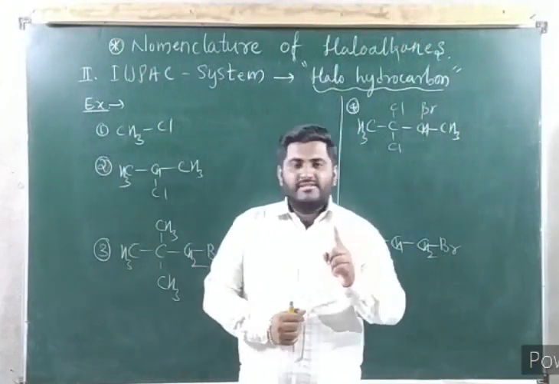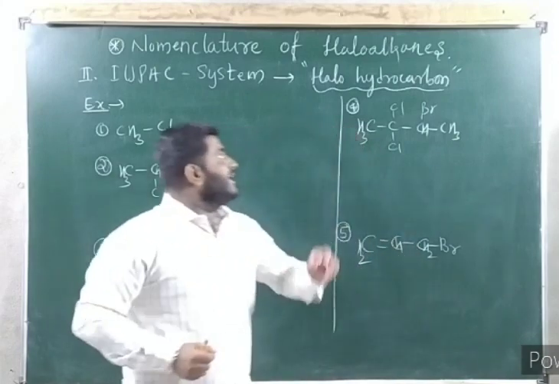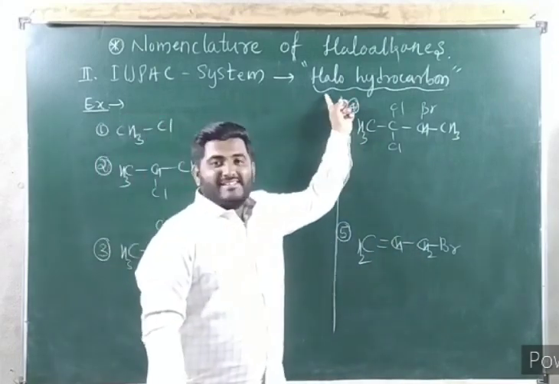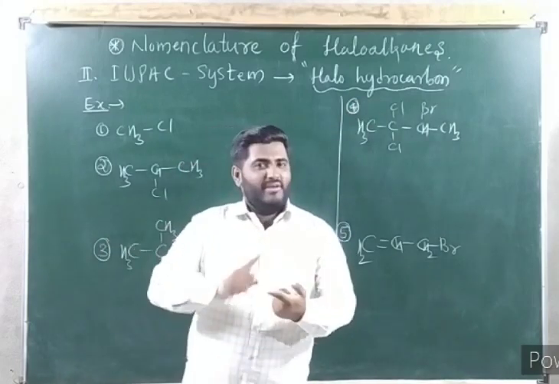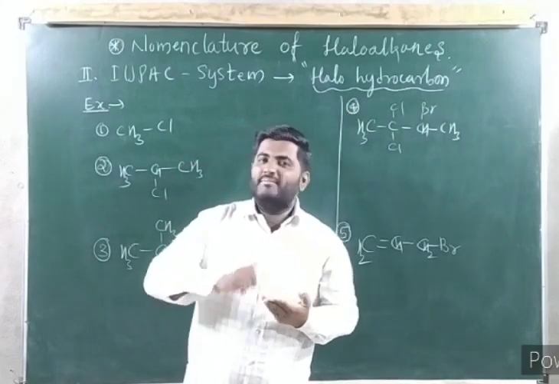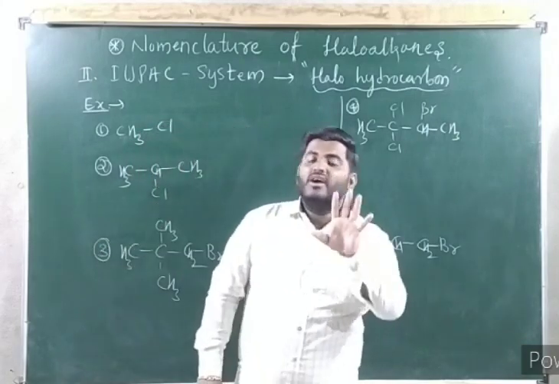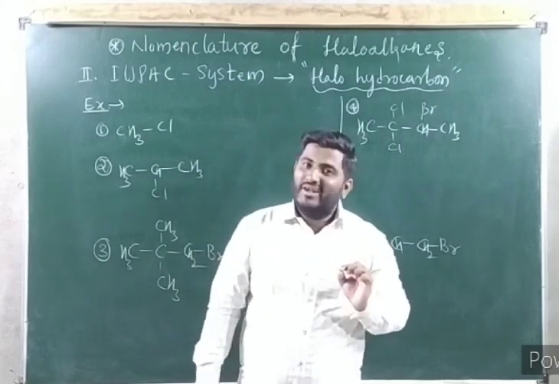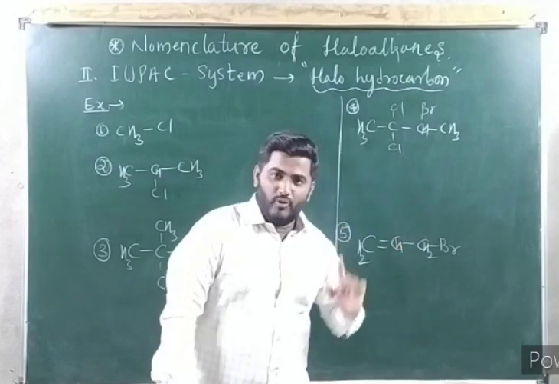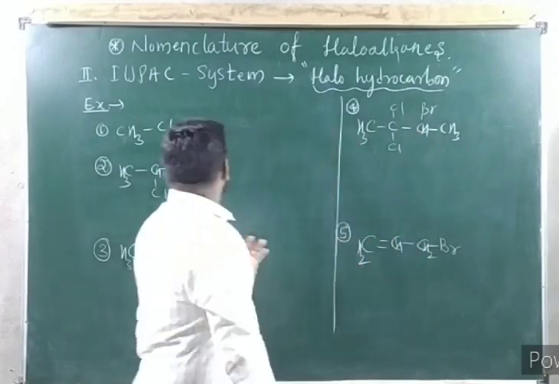Yes. See guys, already the first system, that is common or trivial system, is over. Now we will talk about the IUPAC system. See, in IUPAC system, haloalkanes are named as halohydrocarbons. Sir, what is that hydrocarbon? It may be alkane, it may be alkene, it may be alkyne. Getting my point? First word is halo, means chloride is there, chloro. Bromide is there, bromo. Iodide is there, iodo, like that. Generally we have taken halo. Okay. So whatever the respective hydrocarbon name is there, that is same. See, we'll talk about some examples, you can easily understand.